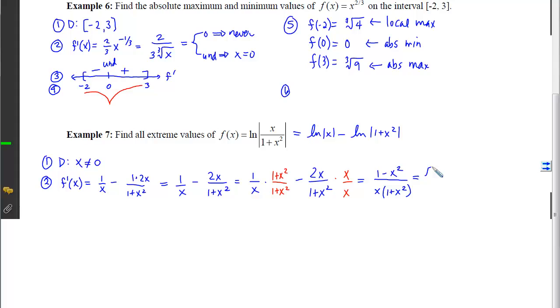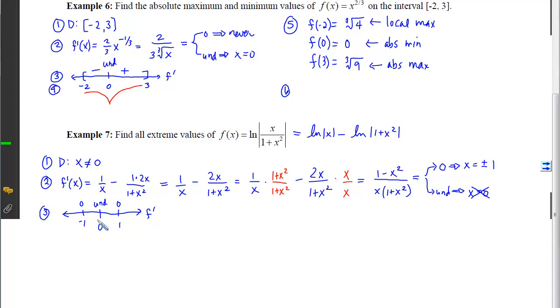If we now look at when this is 0 and when this is undefined, we can identify our critical values. The top will be 0 when x is 1 or negative 1. The bottom will have a problem, or equal 0, when x is 0. But 0 was not in the domain, so that doesn't count as a critical value. With step 3 now, I'm going to create my number line, label it f prime, and put the domain problems, put the critical values, and then put the endpoints if I have them, and there are none.